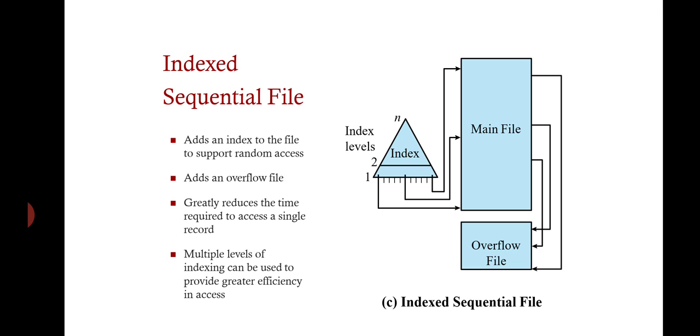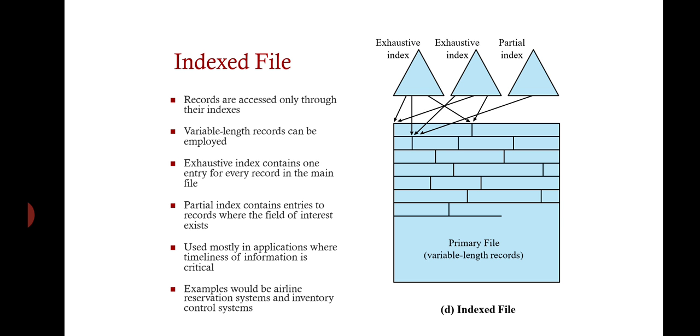Coming to the index files, they add an index to the file to support random access. For example, from the index itself we know which number. Consider the index table of your textbook: you have the name, topic, and page number. Once we go to that page number, we get that information. That is the index sequential file. The index file is also the same type as the index sequential file.